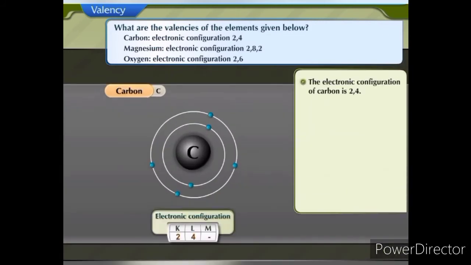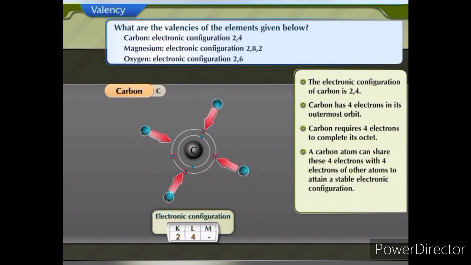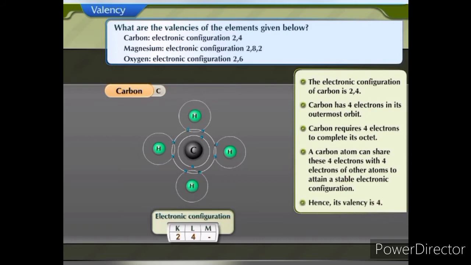The electronic configuration of carbon is 2, 4. Carbon has 4 electrons in its outermost orbit. Carbon requires 4 electrons to complete its octet. A carbon atom can share these 4 electrons with 4 electrons of other atoms to attain a stable electronic configuration. Hence, its valency is 4.